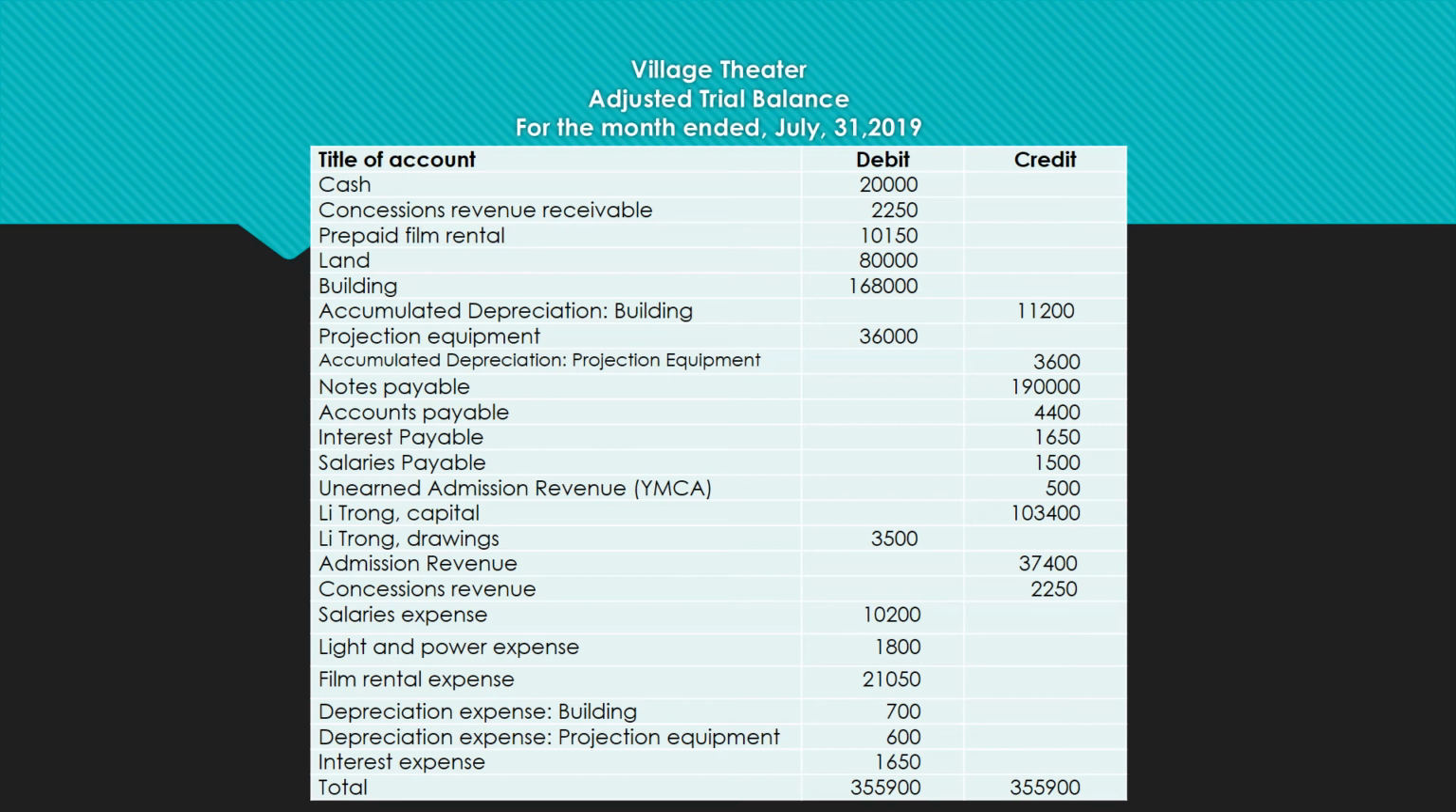Now our adjusted trial balance total of the debit side will be 355,900, and on the credit side it will be 355,900. So that's how we prepare the adjusted trial balance. Now all accounts are given, our adjusted trial balance is ready, from which we can prepare financial statements.